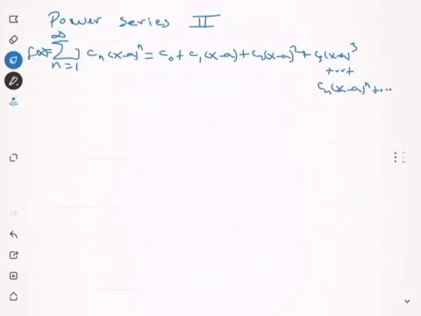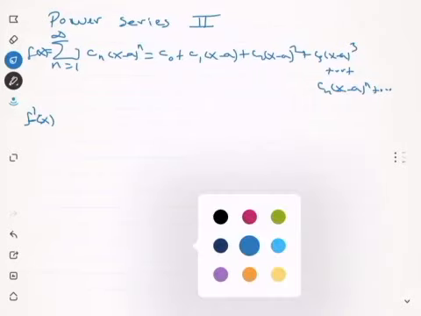I laugh because my students laugh when I say blah blah blah. But anyway, the derivative of the series would be the derivative of the function.